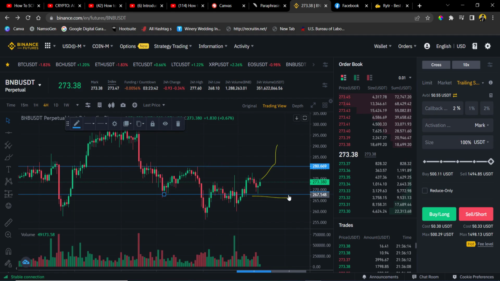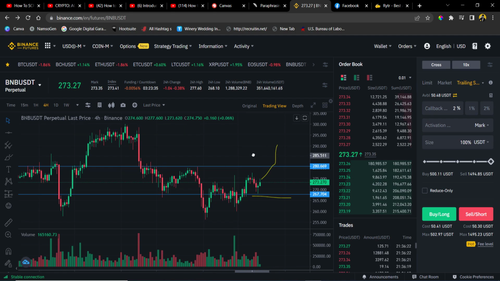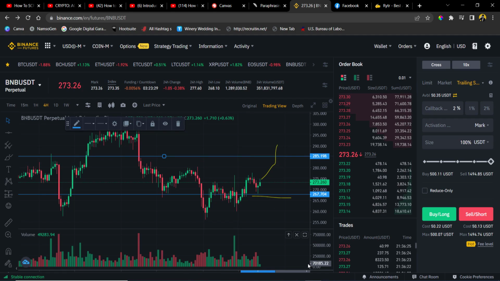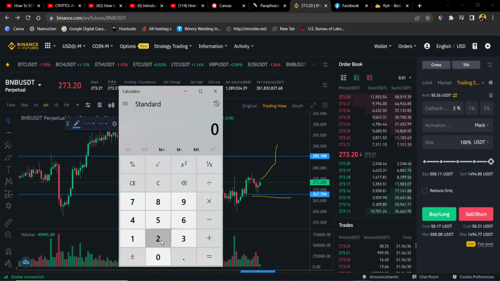So this is where my trailing stop will be. And then when price moves up to another level, if price moves from this level to, let's say, 285, then we take our calculator again. I hope this is explanatory. Now we will calculate 285 multiplied by 0.02. Now we have 5 point something.